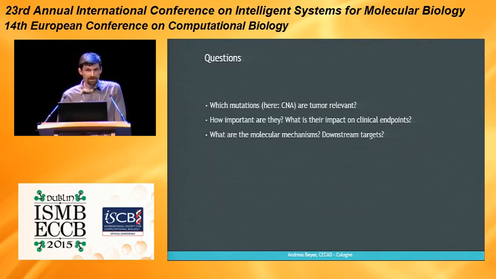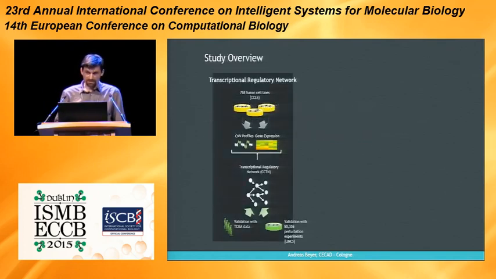Which mutations are potentially relevant for the patient? And again, here we only focus on copy number changes. How important are they? What are the clinical endpoints? And what are the molecular mechanisms? What are the downstream effects of these mutations? In this presentation, I can't address all of these points, but you will see that we work towards them. This is the outline of the study.